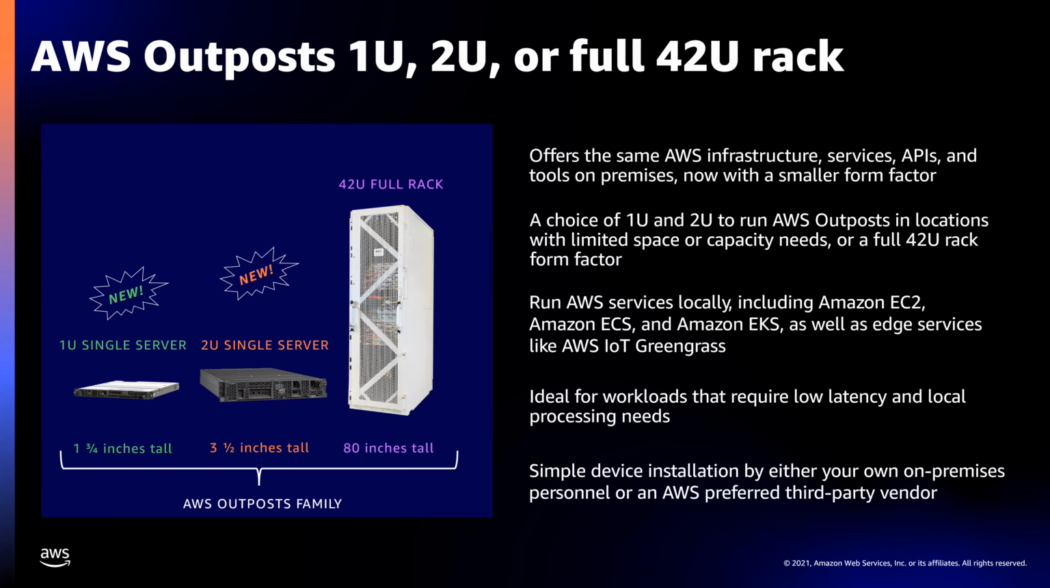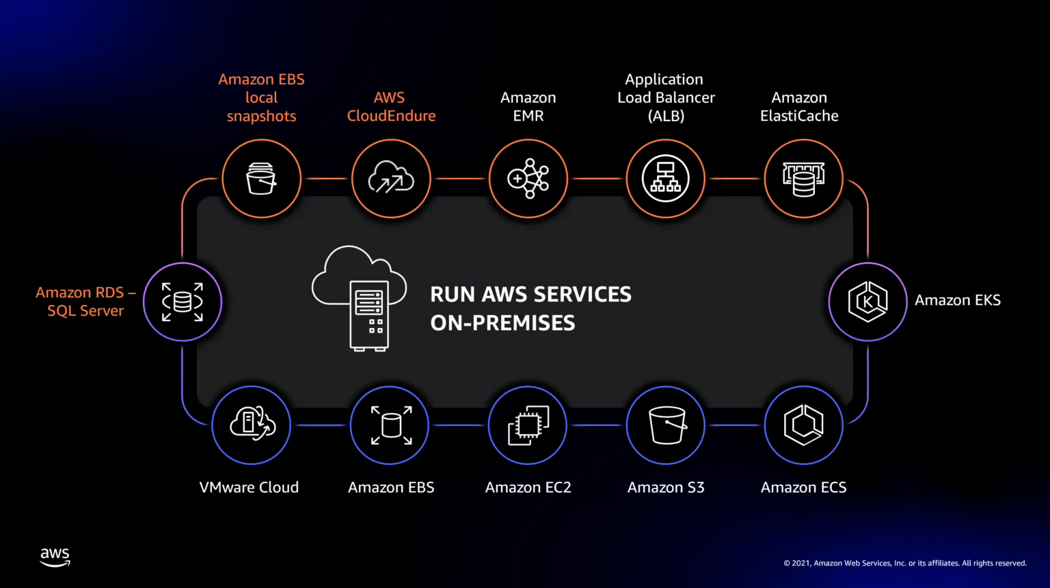Outposts also allows you to use some of the same AWS services that you use in the AWS cloud directly on the Outpost. So you'll be able to spin up EC2 instances, which are virtual machines. You'll be able to spin up things like Amazon RDS, which is our managed relational database service. If you want to run containers, you can use Amazon EKS, which is the managed version of Kubernetes, as well as doing things like Spark processing on Amazon EMR.